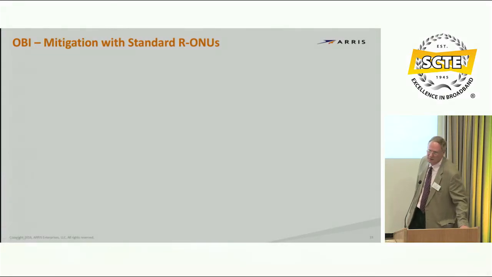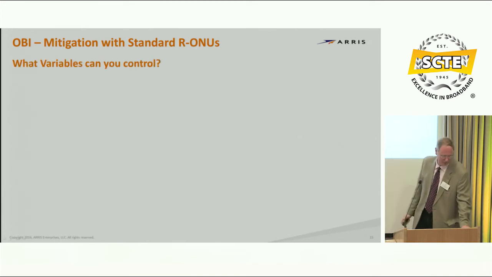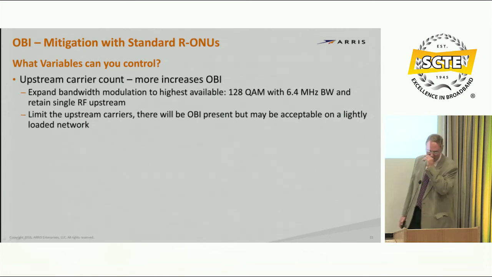So what can you do about it? What can you do with a standard network to mitigate and try and get rid of some of these problems? So what variables do you have in your network that you can control? Well, you can control the number of upstream carriers that you have active on your network. If you can increase the bandwidth of each of your carriers, so going from 64 QAM to say 128 QAM, 6.4 megahertz bandwidth, with fewer upstream carriers, you'll reduce the incidences of OBI. Still be there, but you may be able to live with the numbers.